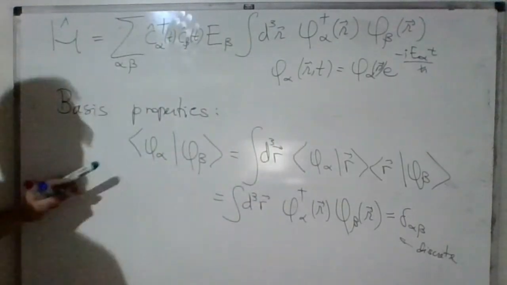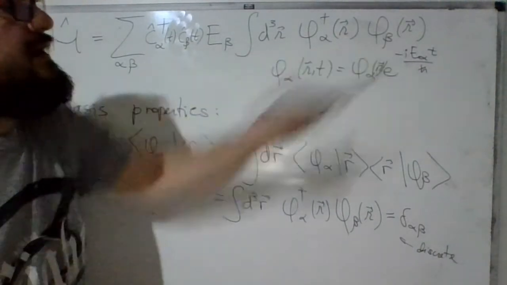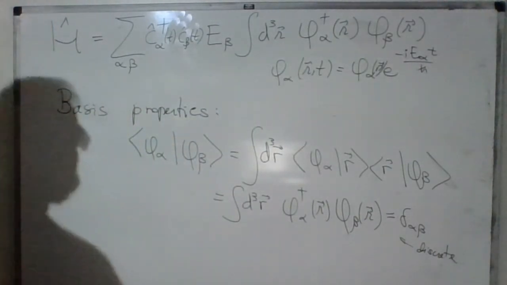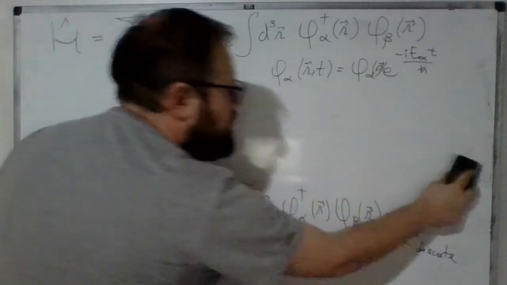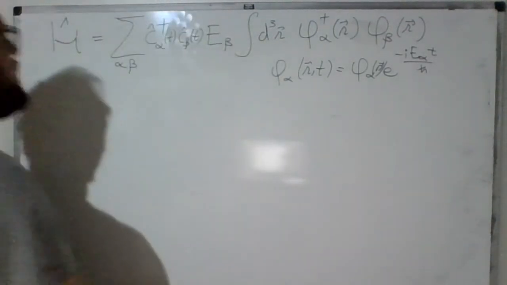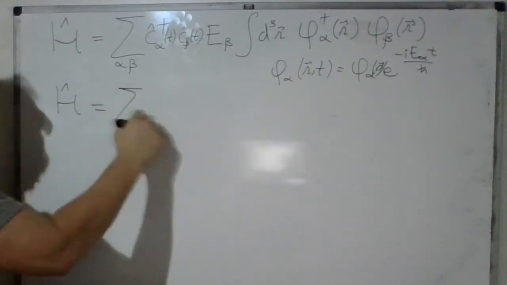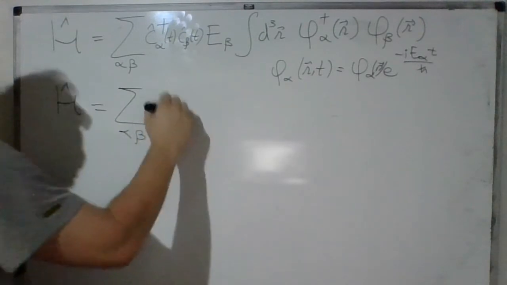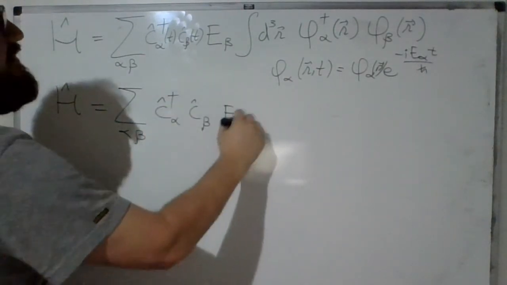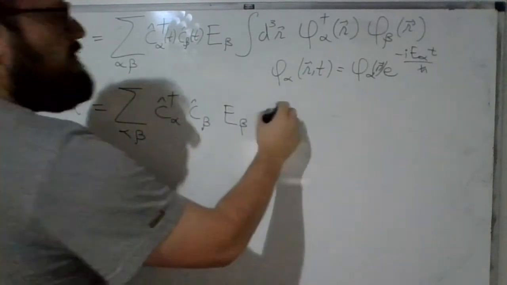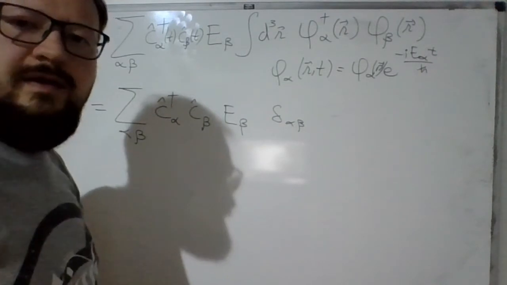Okay, but now what we have here is just a Kronecker delta. All right. So our Hamiltonian, I will erase here. So our Hamiltonian will be of the following form: H, the Hamiltonian, is a summation over alpha and beta, C dagger alpha, C beta, they are energies. The energy of the state beta, delta alpha beta.